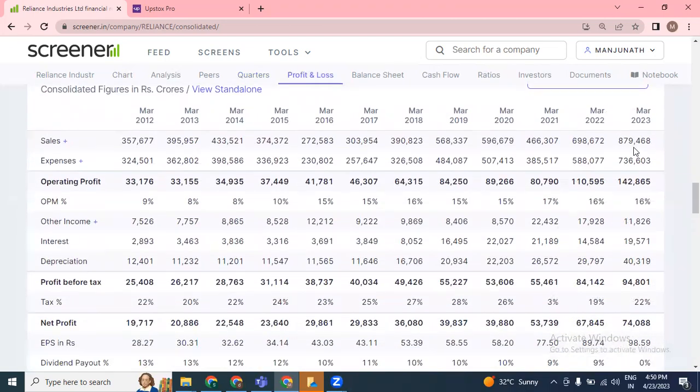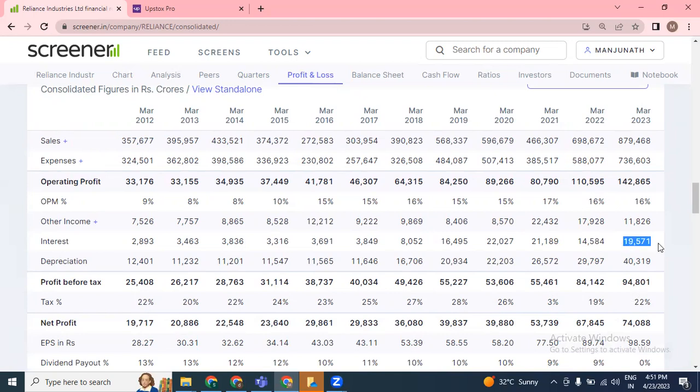So coming back to this yearly income, definitely their net revenue, that is net sales, has increased from 698 crore to 779 crore. Expenses have equally increased from 588,000 crore to 736 crore. So the profit they have made, that is EBITDA, is 1,42,865 crore. That is one positive sign. And they maintained an operating profit margin of 16%. It's good. And here other income has reduced drastically.